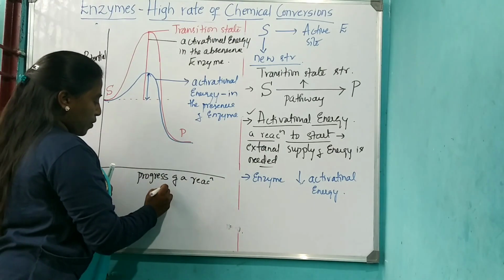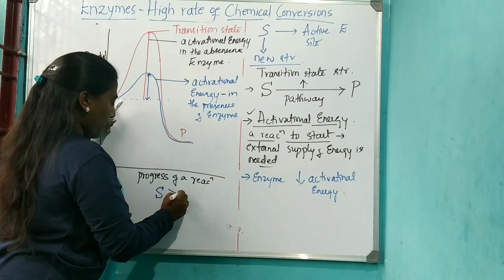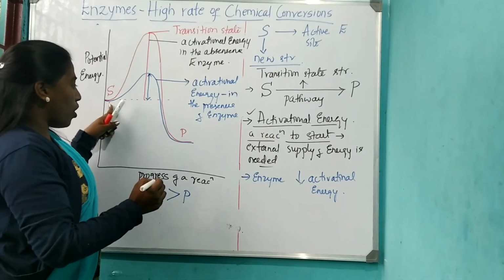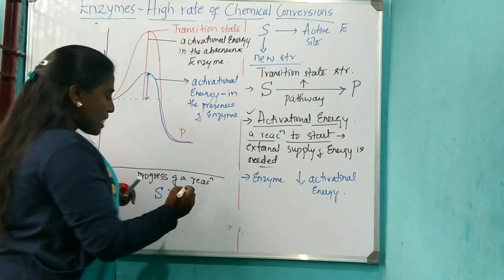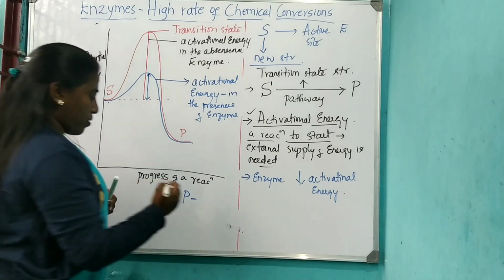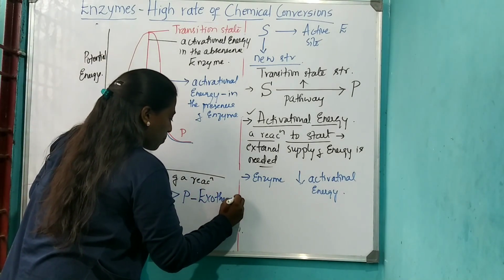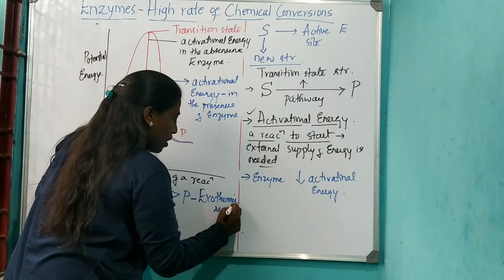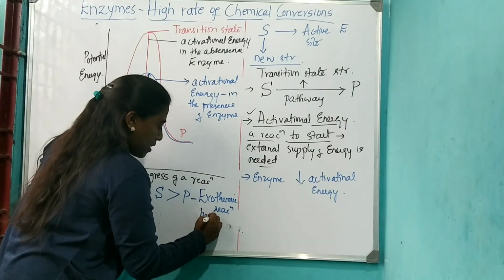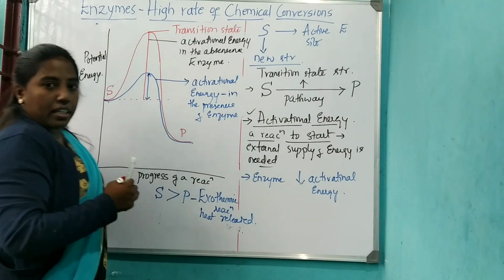So the energy level of the substrate here is more when compared to the product. When the energy level of the substrate is more when compared to the product, such a type of reaction we call an exothermic reaction. It is called what? Exothermic reaction, where there is a release of heat or energy. Heat is released.